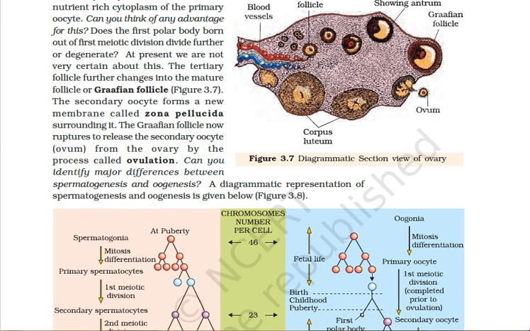The secondary oocyte is present on the slender stalk of cells projecting into the cavity. The whole structure is called the Graafian follicle, which projects from the surface of the ovary. Because of its large size, the secondary oocyte forms a new structure called the zona pellucida surrounding it. I repeat, the secondary oocyte forms a new structure called zona pellucida surrounding it.